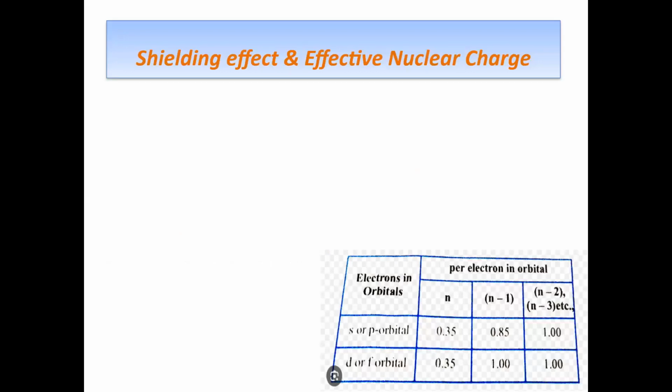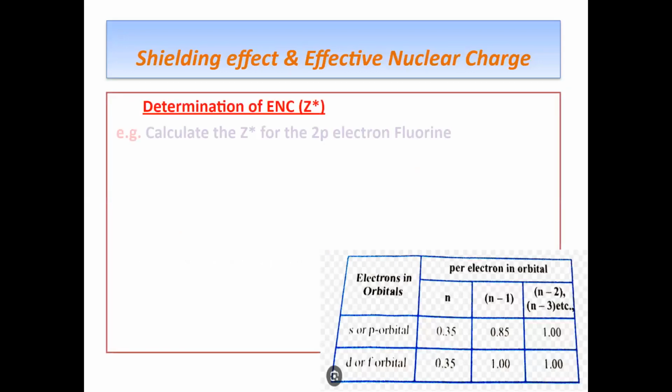Now let us do one problem. Calculate the effective nuclear charge Z star for the 2p electron of fluorine. Understand? We need to calculate the effective nuclear charge for a particular electron in the electronic configuration, not for all electrons at a time. So we select the outermost shell electron, the 2p electron. For fluorine the atomic number is 9, and the electronic configuration is 1s2, 2s2, 2p5.